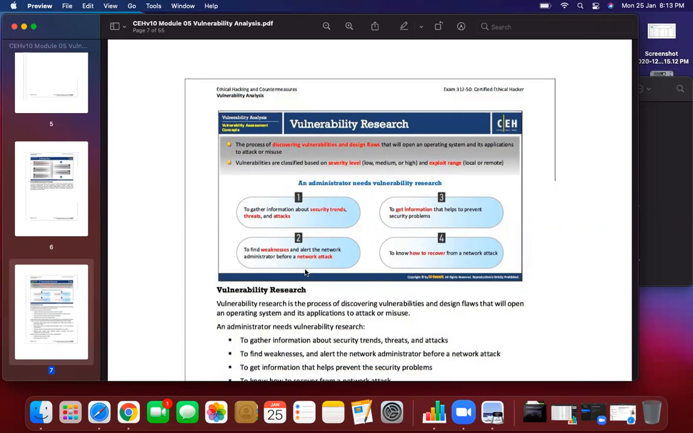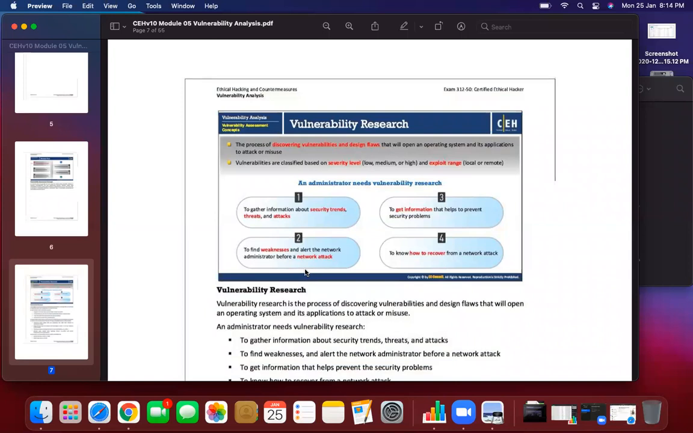So doing vulnerability research is very, very important. What type of design flaws are in the market, what is the exploit range of the vulnerability, what is the severity level of the vulnerability, is it low, medium, or high? Maybe today it is low and tomorrow it may go to high or medium. Maybe today's high severity may be low or medium tomorrow. It keeps changing, so doing research is very, very important.